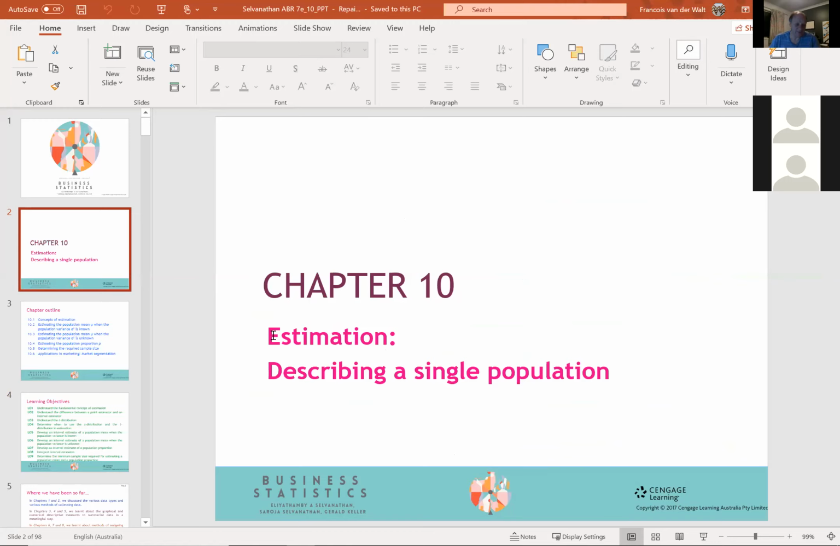So tonight we're going to look at estimation, and the goal is to describe a single population. With estimation, we've got a full population, and what we want to do is just draw a sample. I'm just revising for all the people that have not been here before. So we've got a full population. We're just going to draw a sample, do the calculation for that sample, and through that say something about the population.